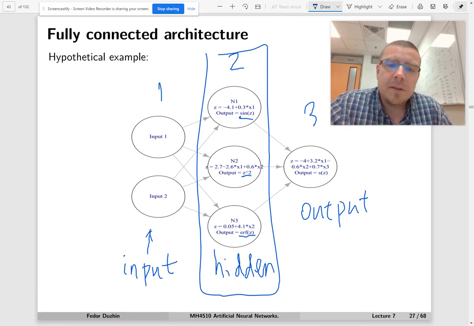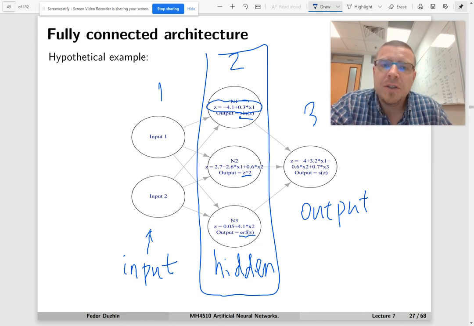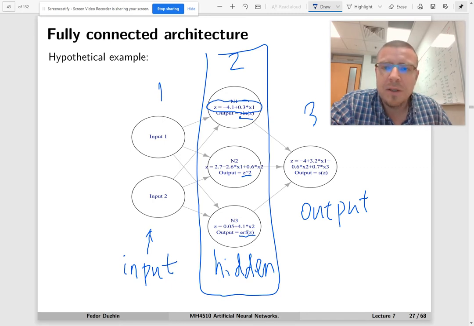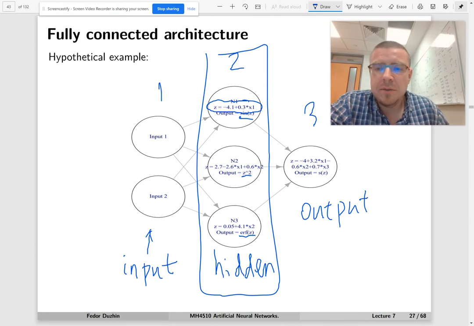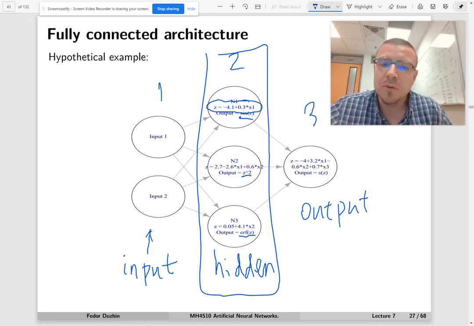And then there are some linear transformations. So here is the linear transformation. This neuron takes whatever it gets from the input layer, multiplies the first input by 0.3, the second input by 0, and adds negative 4.1. Then whatever the result of this operation is, it plugs it into the sine, which is the activation function, and that's going to be its output. And its output goes into the third layer.